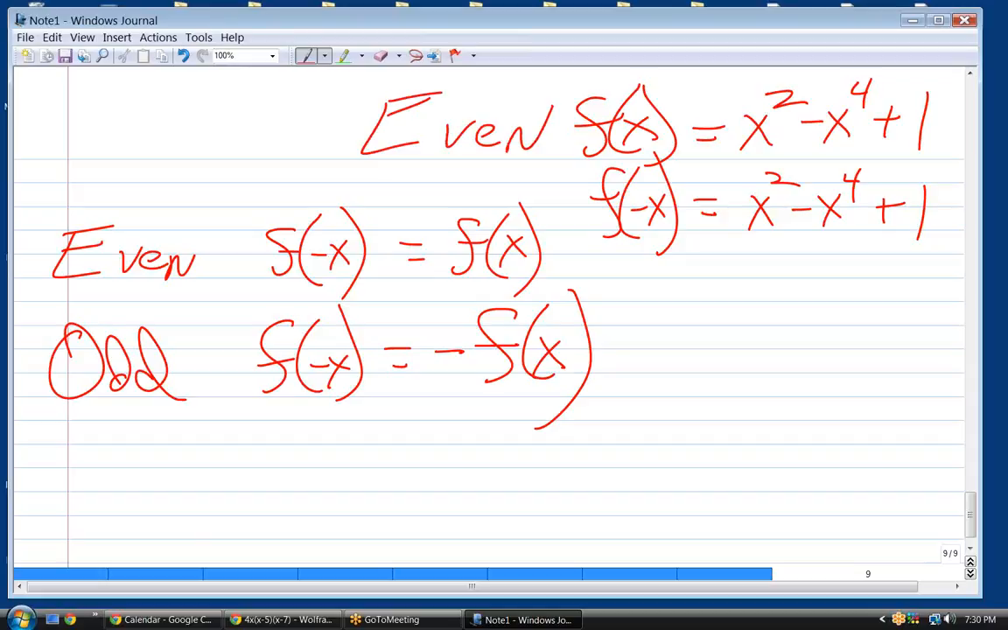Also, even functions are symmetrical about the y-axis, like a parabola. In other words, y equals x squared is symmetrical about the y-axis because it's even. And odd means it is symmetrical about the origin, not the x-axis, but the origin. In other words, that's y equals x cubed, and there is symmetry about the origin. I didn't draw it very well. Let me see if I can draw it a little better.